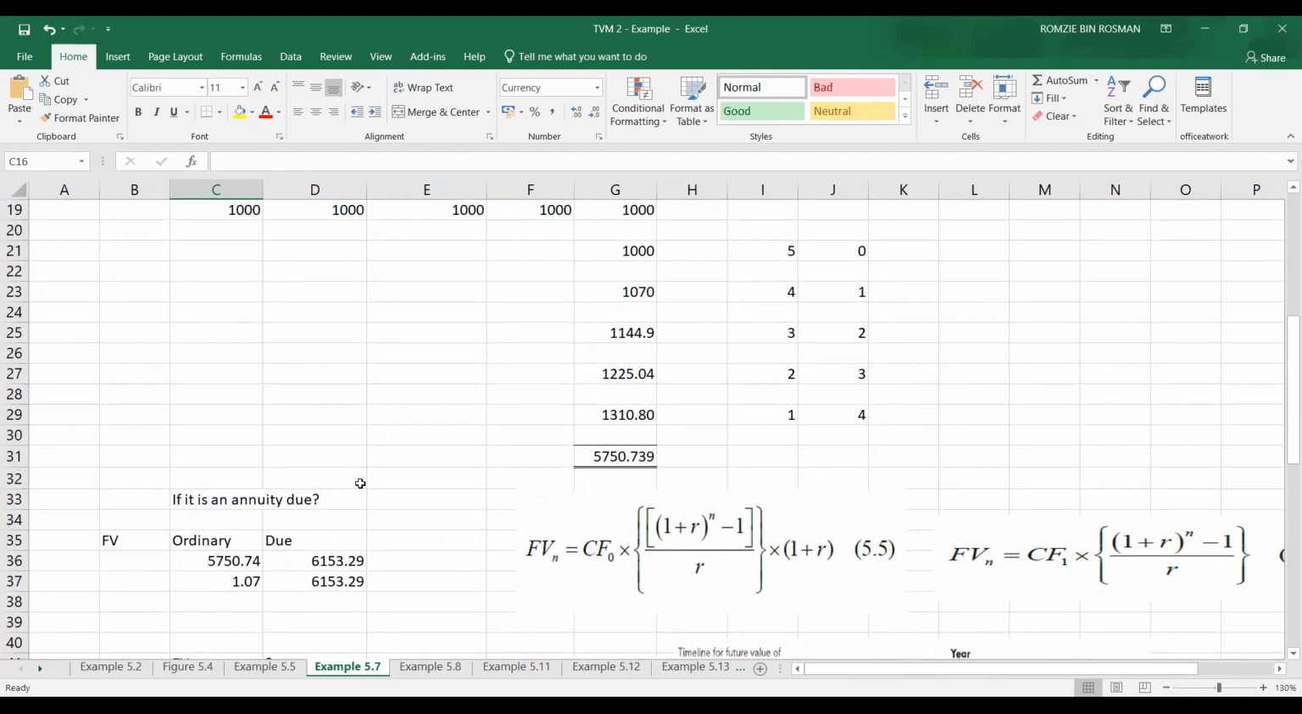How about this one later? It's actually not that difficult. If it's annuity due, I said we use this. Then later I want you to look at the illustration in the exam. Next week we discuss. But I want you to think about this one: how about if it's annuity due, what does it mean?